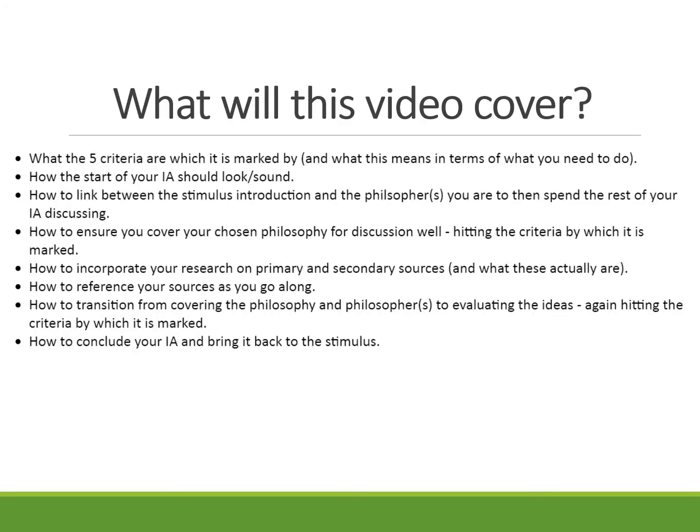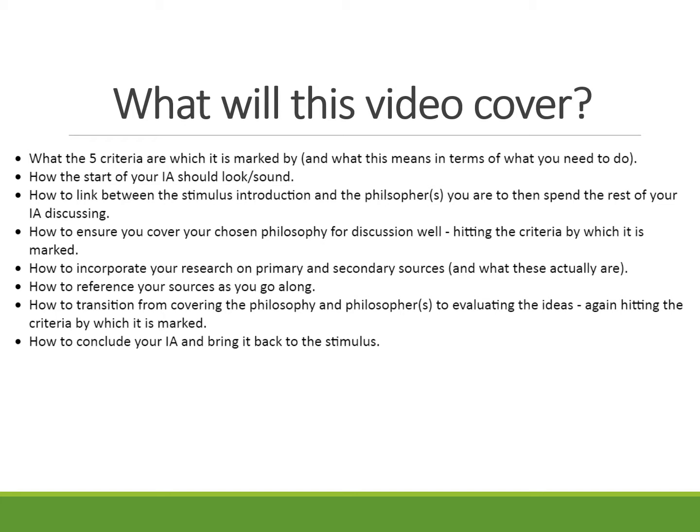So this is pretty much a repetition of what we're going to be covering. The 5 criteria by which it is marked, how the start of your IA should look and sound, how the link between the stimulus introduction and the philosopher or philosophers you are then to spend the rest of your IA discussing, how to ensure you cover your chosen philosophy for discussion well, hitting the criteria by which it's marked, how to incorporate your research on primary and secondary sources, and what these actually are, because you might not know, which I didn't know when I was in sixth form, so you might not know either. So it's just to clarify what they are and how you can incorporate them.